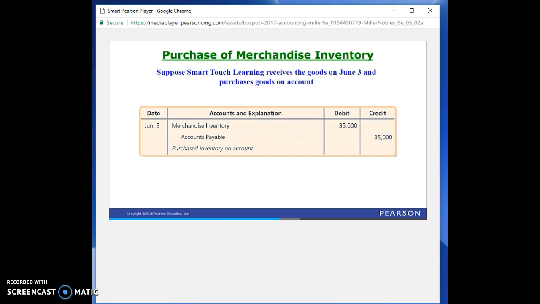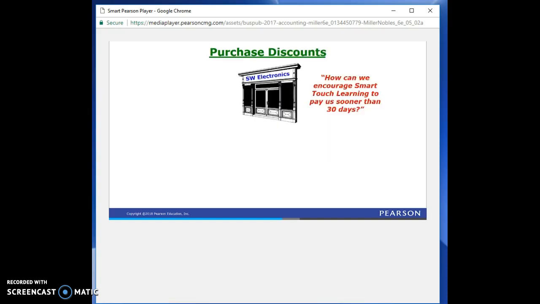Now, purchase discounts are pretty common. Sellers might ask themselves, how can we encourage Smart Touch Learning to pay us sooner than 30 days? We'd like to get that cash sooner and not have to wait those 30 days to receive the cash from Smart Touch Learning. Therefore, Southwest Electronics and many other merchandisers offer purchase discounts. A purchase discount is a discount that businesses offer to purchasers as an incentive for early payment.